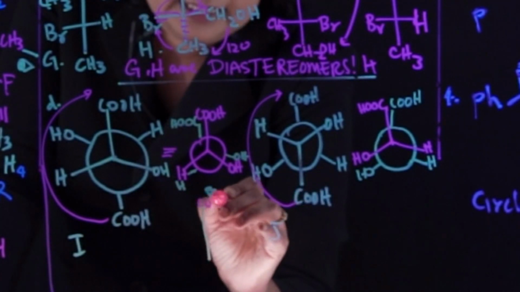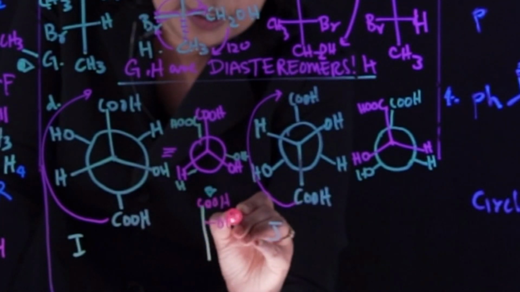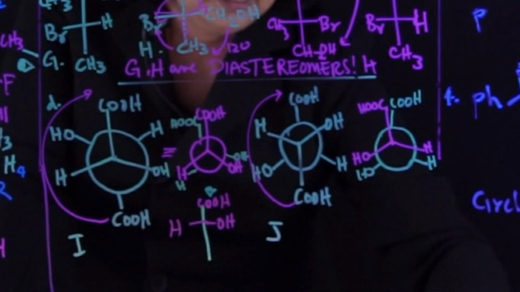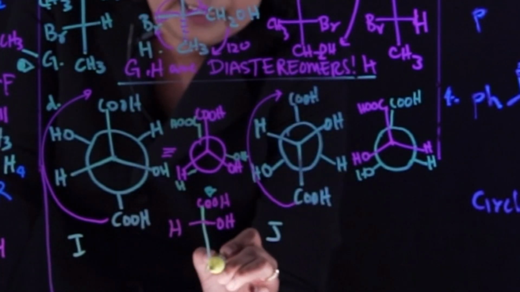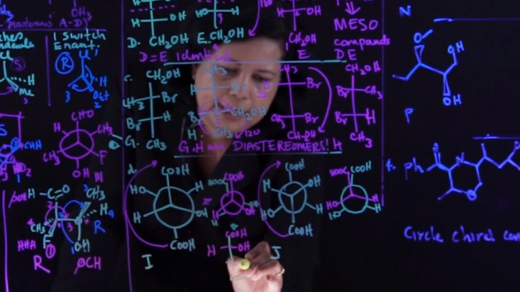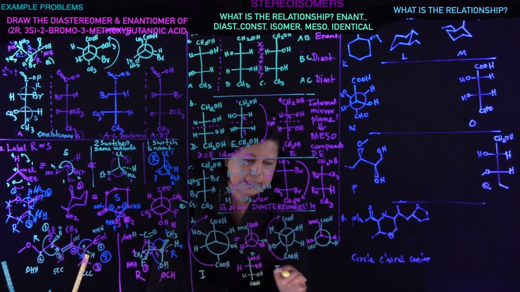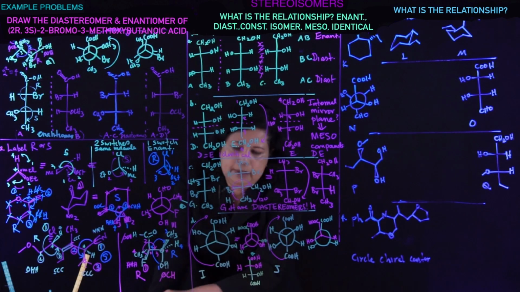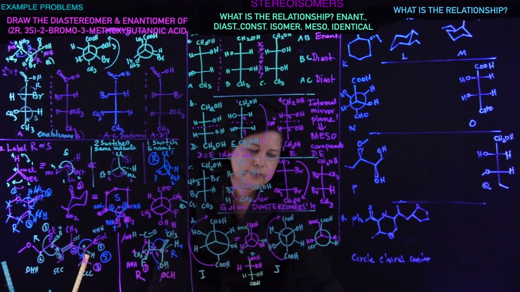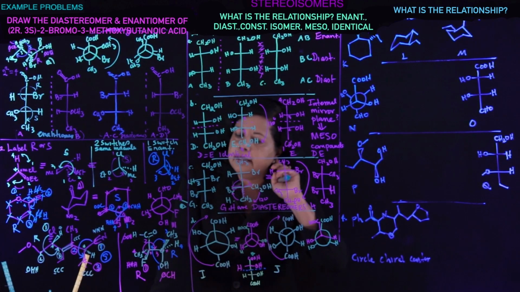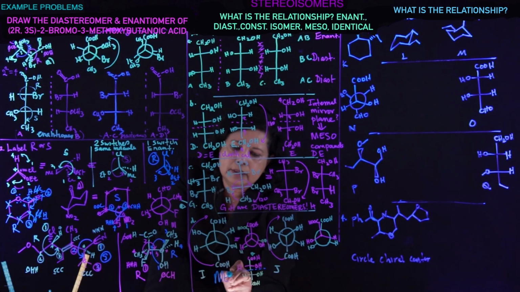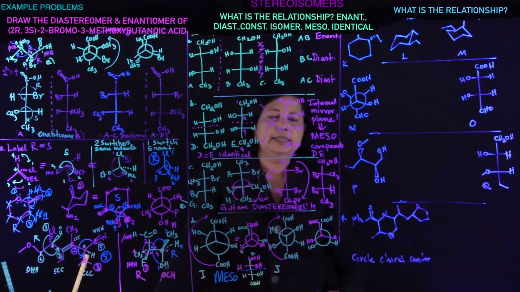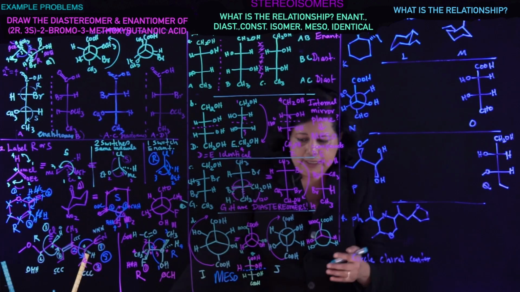Carboxylic acid, OH, H. And over here, carboxylic acid, OH, H. So you can see there's a nice mirror plane of symmetry right in the middle of this molecule, and you can cut it in two beautiful halves and they will overlap. So this is called a meso. What about this? Exact same deal, guys, right?